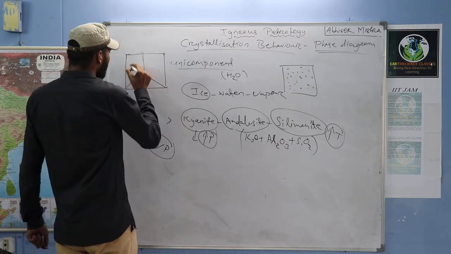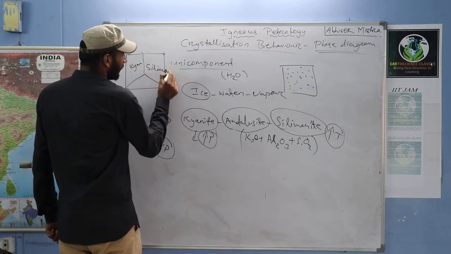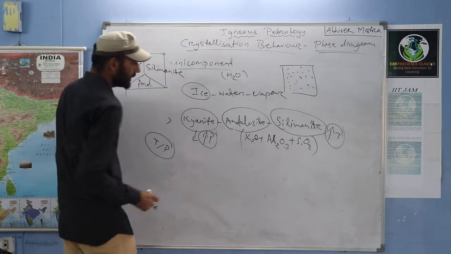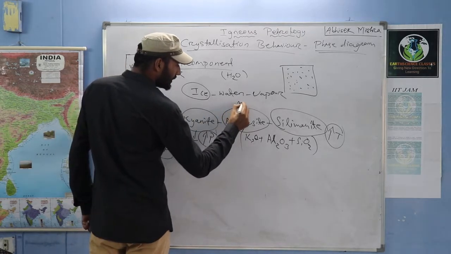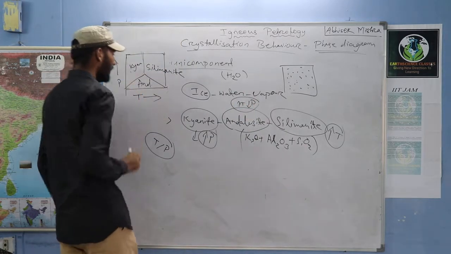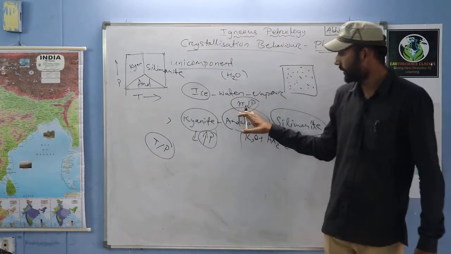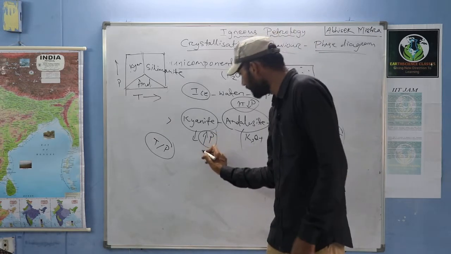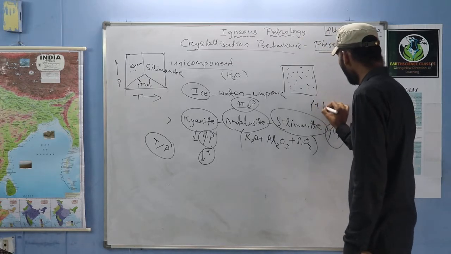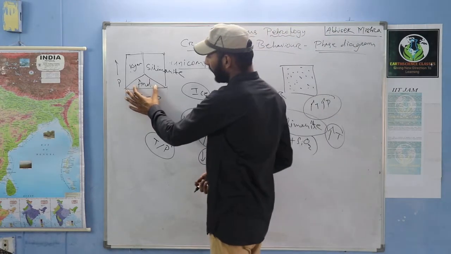So here it's kyanite, this is sillimanite, and this is andalusite. Okay, so andalusite is only high temperature, low pressure. Here it is temperature, here it is pressure. So andalusite has high temperature but low pressure, kyanite has high pressure but low temperature, and sillimanite has high temperature and high pressure.